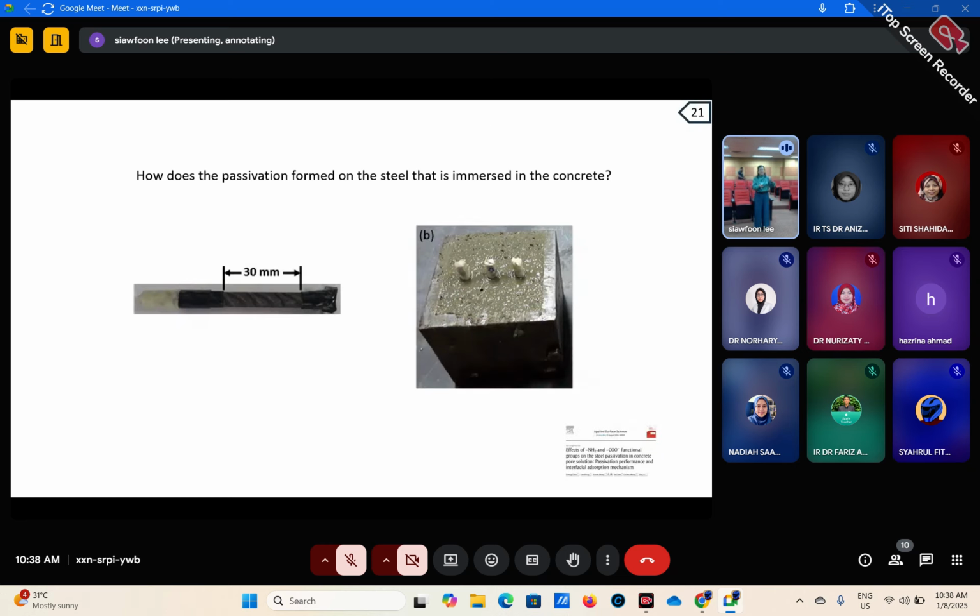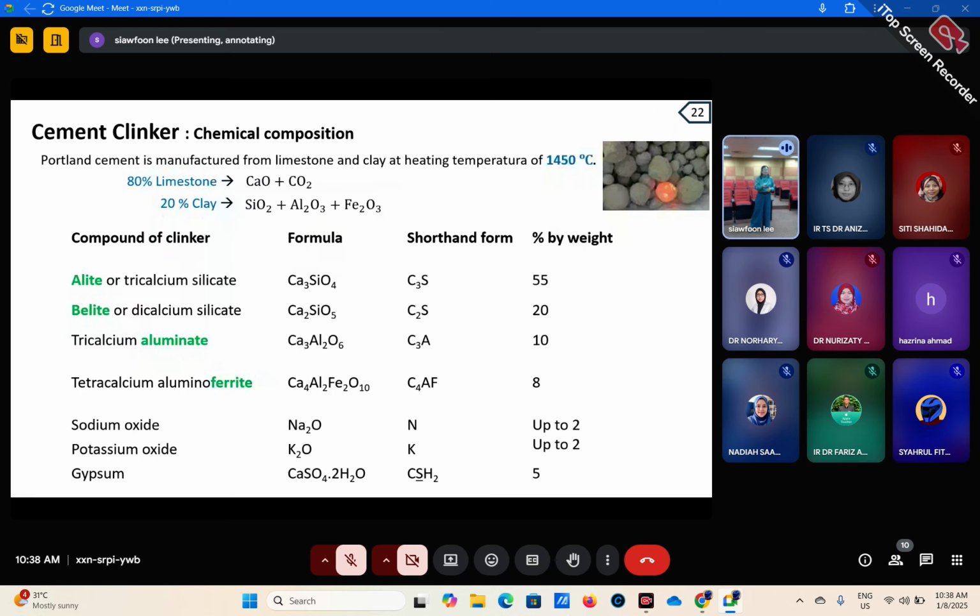So now I'm going to brief you on the passivation. When you put the steel inside the concrete, this is the concrete, and the steel is inside. So how can the passive film form on top of the steel surface? Now let us look at the composition of the cement that we use to make the concrete. As known, the cement is made from 80% limestone and 20% clay, and they heat this mixture at a very high temperature, around 1,400 Celsius, and they form the clinker.